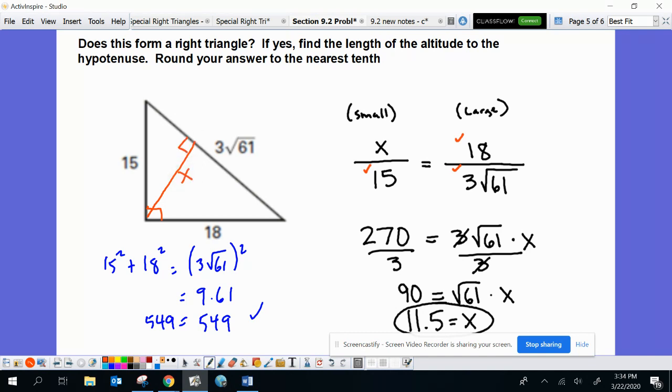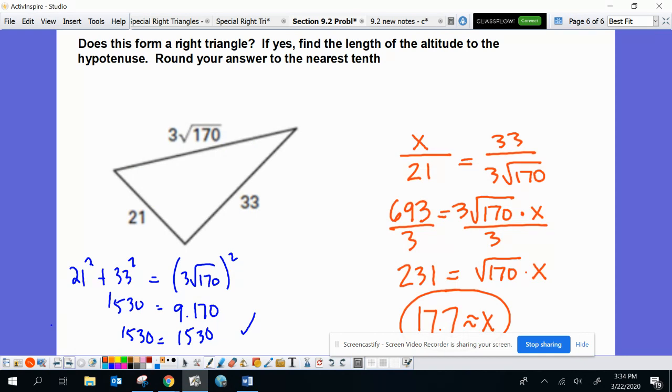So in the small triangle, x is playing the long leg, 15 is the hypotenuse. In the large triangle, 18 is the long leg, 3 roots of 61 is the hypotenuse. We solve 11.5. Remember, divide by square root of 61 at the very end on your calculator.